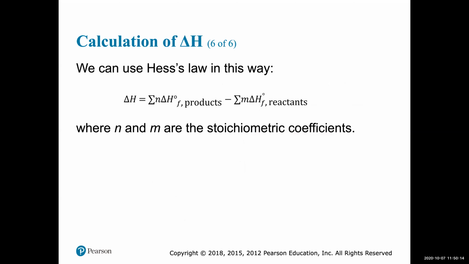Now, if we were going to calculate delta H, we'd use Hess's law. We'd sum the products minus the sum of the reactants. So those formation constants for the products minus the formation constants for the reactants, taking into account for each of the products and each of the reactants the stoichiometric coefficient for each of those molecules. We're going to take a look at an example of this in a moment.